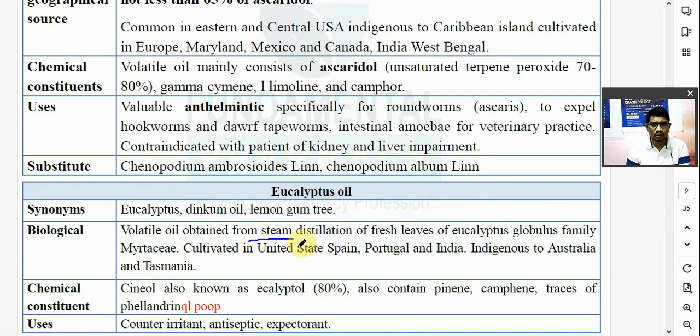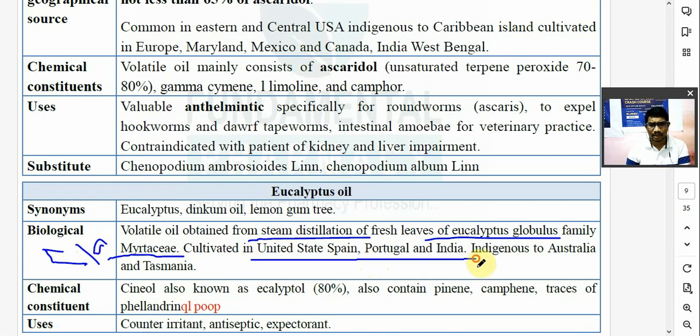So again, volatile oil is obtained by steam distillation from the fresh leaves of Eucalyptus globulus, family Myrtaceae. Another drug of the Myrtaceae family is clove. Clove also belongs to Myrtaceae family, and the biological source for clove is Eugenia caryophyllus, family Myrtaceae, dried flower buds. When I take clove, I will use it then. Cultivated in the United States, Spain, Portugal, and India. It is indigenous to Australia and Tasmania.